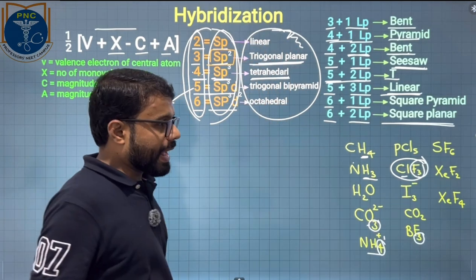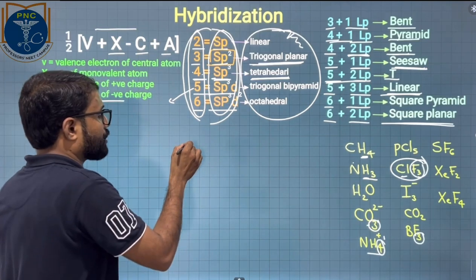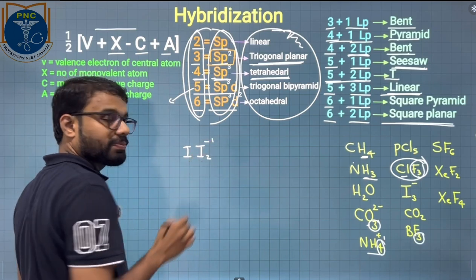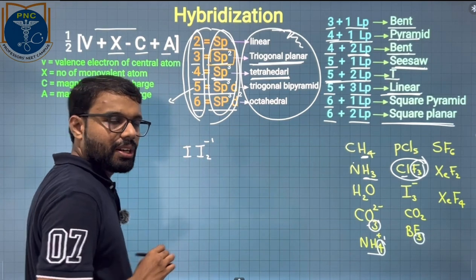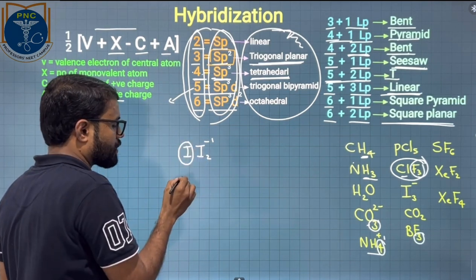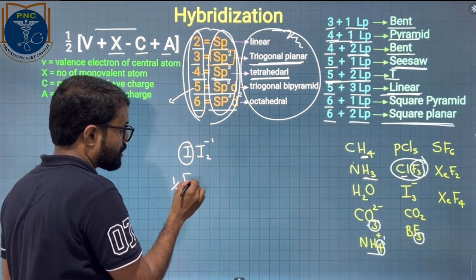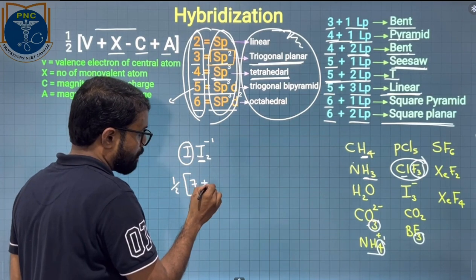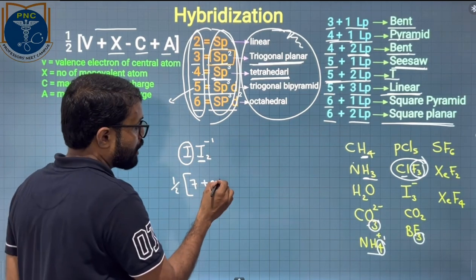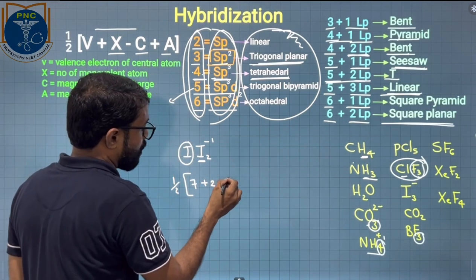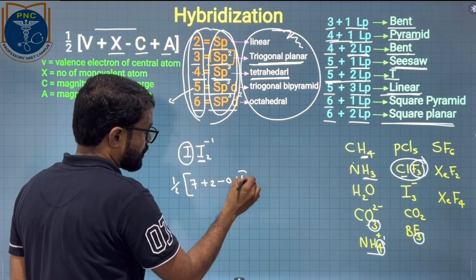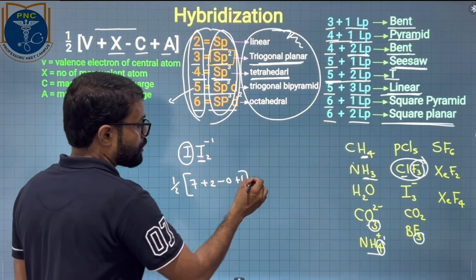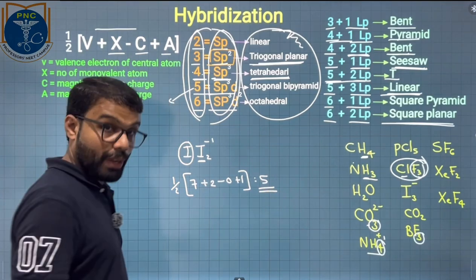Okay. Now we can have another example, that is I3 minus. I3 minus we can write as what? I2 minus. Am I right? Yes, because one atom should be central. So iodine is the central atom. Valence electron is what? 7. So half into 7 plus peripheral monovalent. Iodine is monovalent, minus 1. So 7 plus 2. 2 monovalent atoms are there. Now magnitude of positive charge 0, magnitude of negative charge 1. So 7 plus 2, 9, 9 plus 1, that is 10. 10 by 2 is what? 5. We got the number 5.